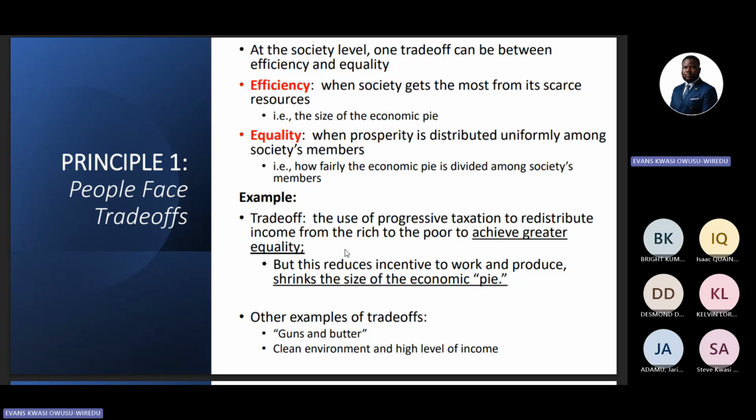So if you look at it like that, there's always a trade-off on that side, but this will reduce the incentive to work and produce. As I was saying, the rich people will decide not to invest in their work because you are taxing them too much.